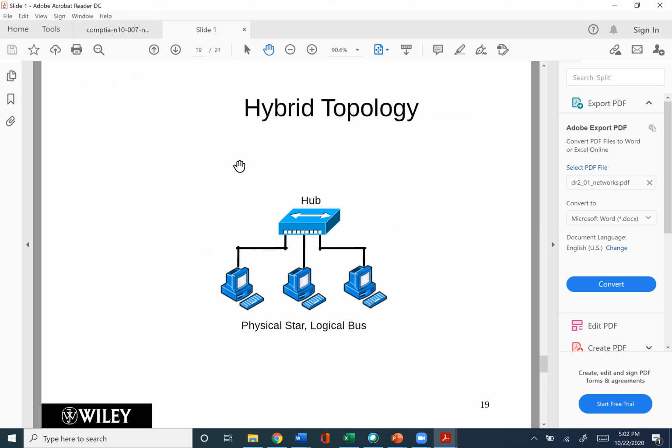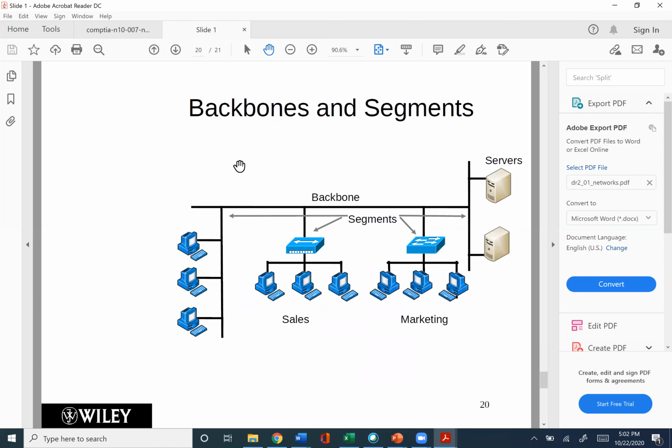And then we have a hybrid. That's when it gets a little bit confusing. When we have a hybrid, we basically have a combination of two. It could be a star and a bus. It could be a mesh and a ring. Oh, no, a ring could not be a mesh. But it could be a star and a mesh together, creating basically a topology.